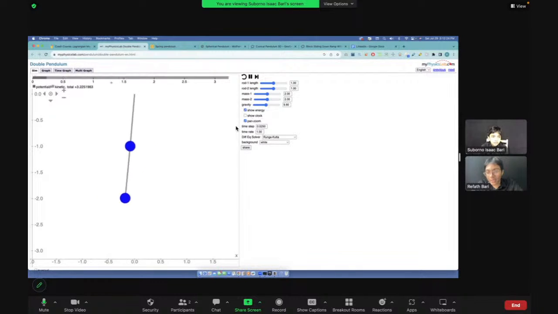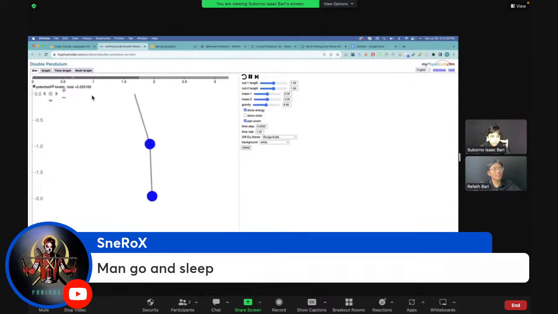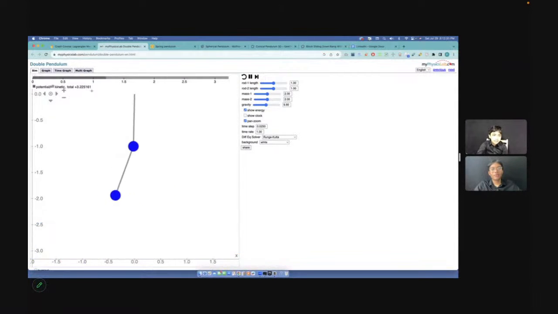Okay, so the total energy should be conserved, right? Yes, the total energy is about 3.23. Wow. It's because of either some damping properties, which is why it's constantly decreasing.